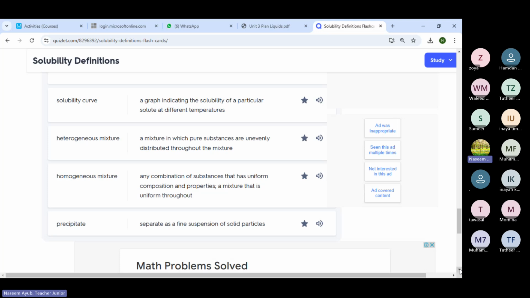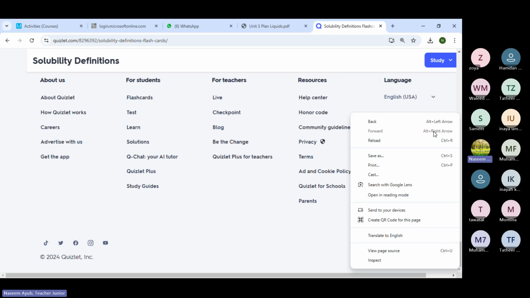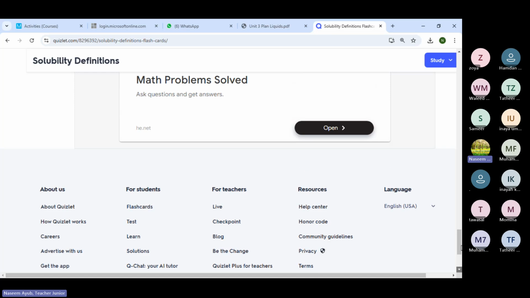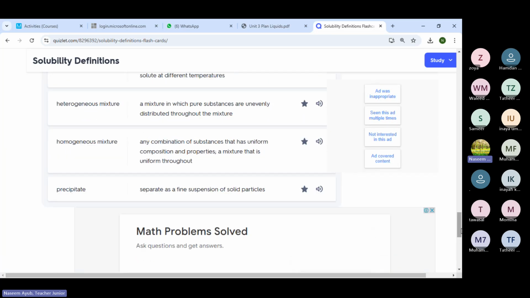Precipitate, do you know what is the meaning of precipitate? Ma'am, the solid particles present in a mixture. Okay, the solid particles, and how can we separate those solid particles, Ahmed? Because it has reached the solubility, so the remaining particles are being precipitated. All right, you are right. I'm just talking about how we can separate these solid particles from solution.